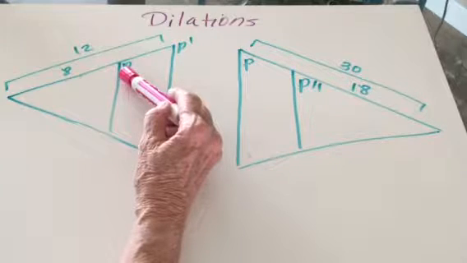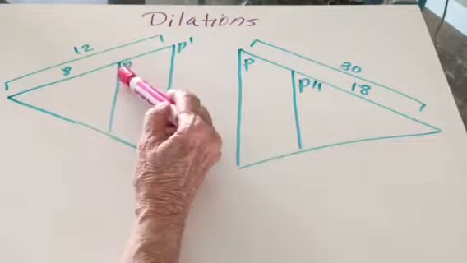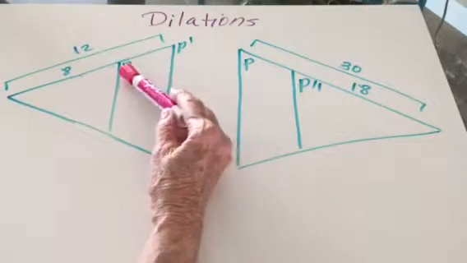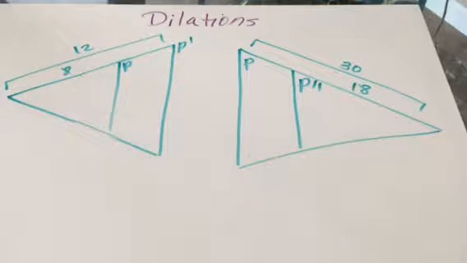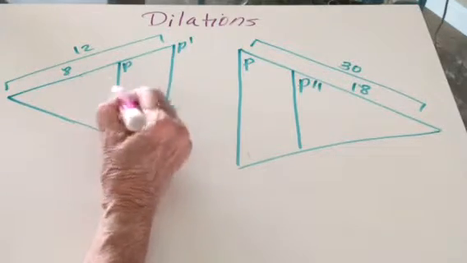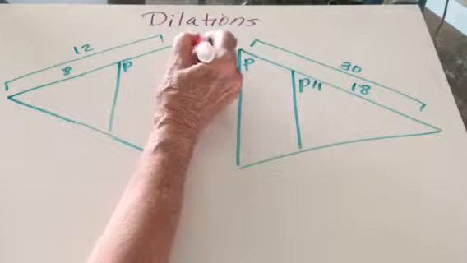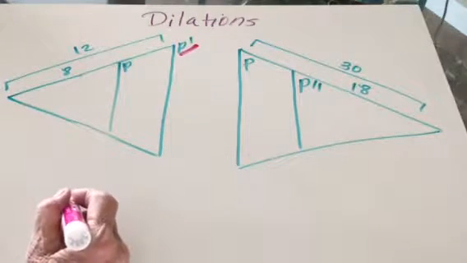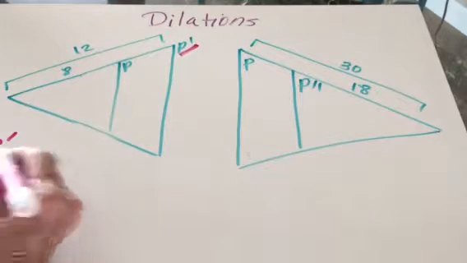You always look at it from P to P prime. You can tell right here, if it's going from P to P prime, the shape is getting bigger. We know it's getting bigger. But you have to write it in a fraction. And you always have to put the P prime at the top of the fraction. P prime always goes on the top, and then P goes on the bottom.